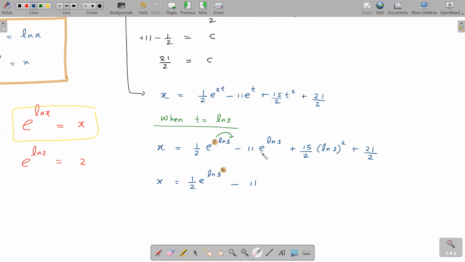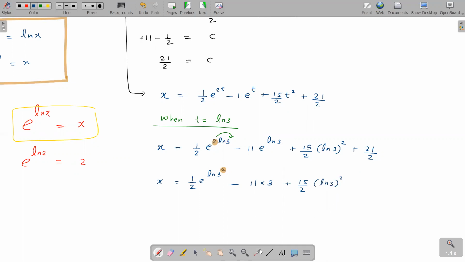Over here, do I need to do any correction or is this okay at this point? This is already correct. e to the power ln 3 is directly going to be, using this rule, 3. 15 over 2 ln 3 square. Can I pull anything off here? No, there's no power of e here. So ln 3 square will have to stay directly as ln 3 square.